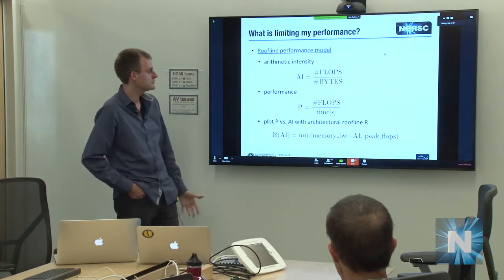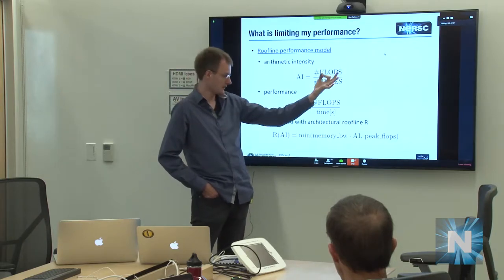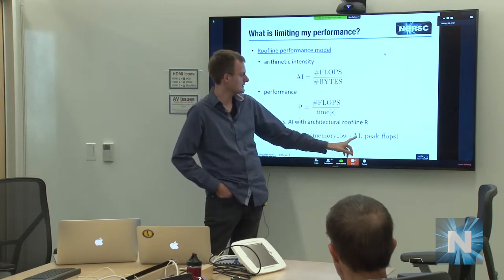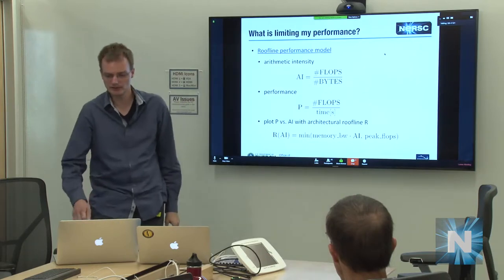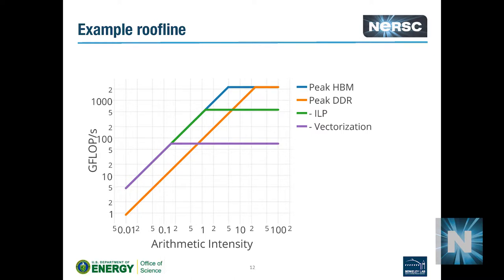And the architectural roofline is given by the minimum of the memory bandwidth from main memory times your arithmetic intensity and the peak flops, right? So how does that look like? So this is a picture. This is for KNL. So this is basically the roofline for DDR, right? This is the roofline for high bandwidth memory or MCDRAM. And this is, for example, the peak flops you can reach when you do not vectorize your code. And this is like the maximum peak flops you can get, okay?